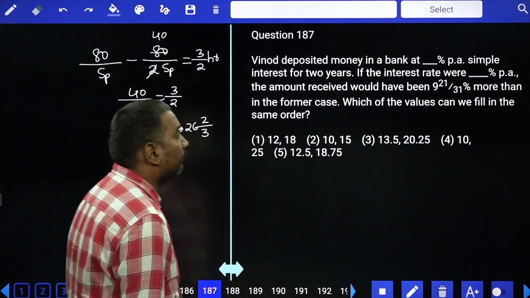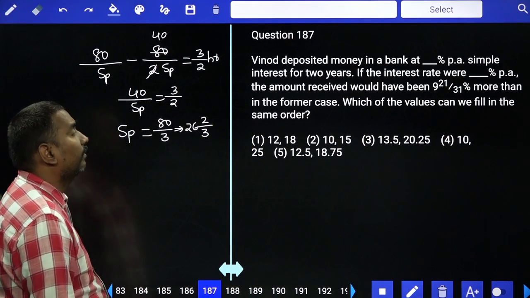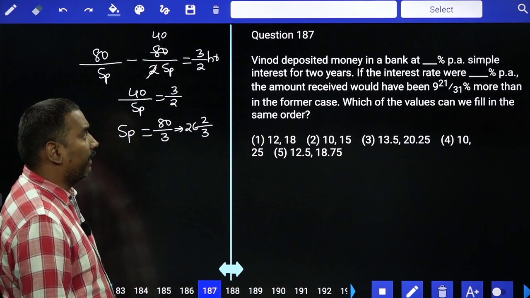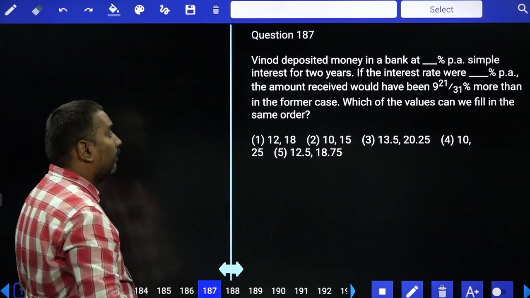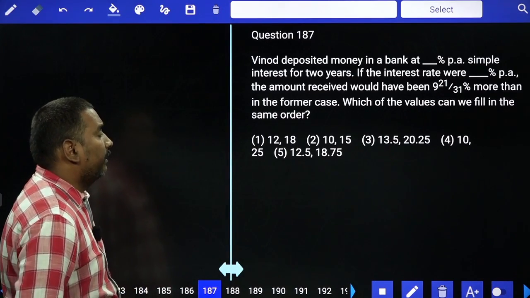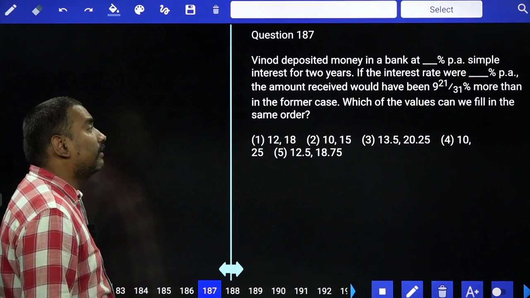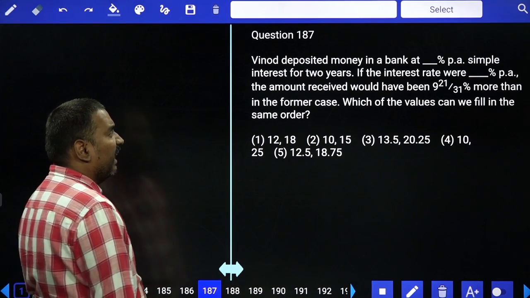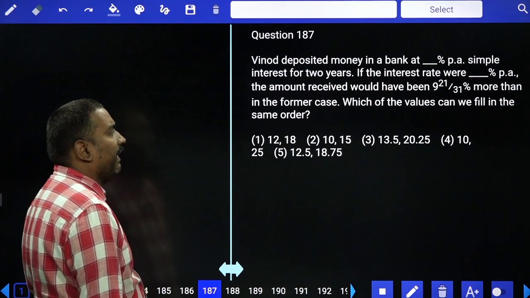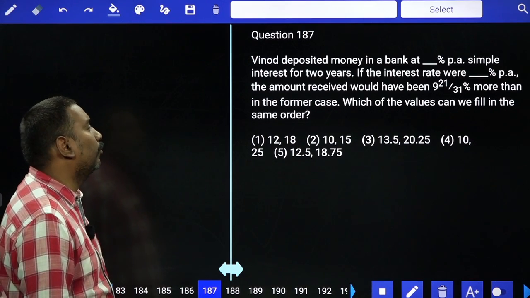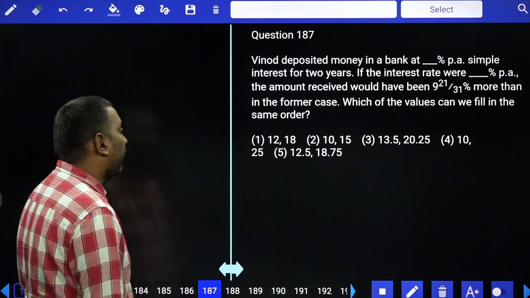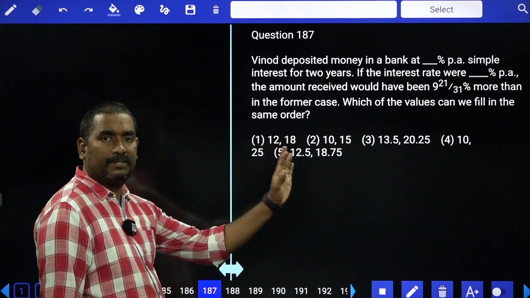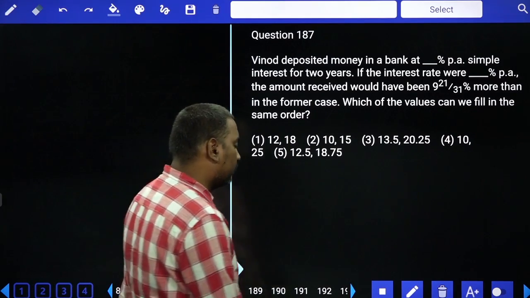Next. A person deposited money in a bank at some percent per annum simple interest for 2 years. If the interest rate were some other percent per annum, the amount received would have been 9, 21, 31% more than the former case. Which of the values can fill in the same order? From the options only we need to solve these kinds of questions.